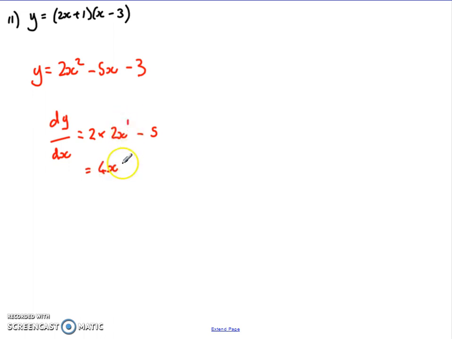Now remember, if the power is 1, we don't need to worry about writing that, we can just leave it off. So we then end up with 4x minus 5. Writing out, doing the derivative one step at a time.